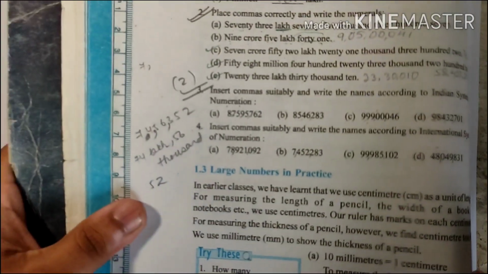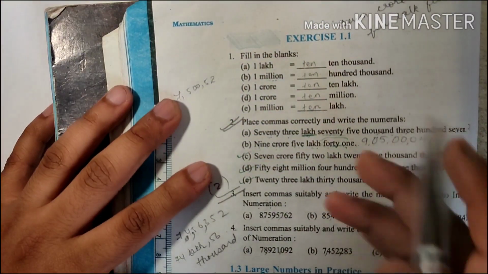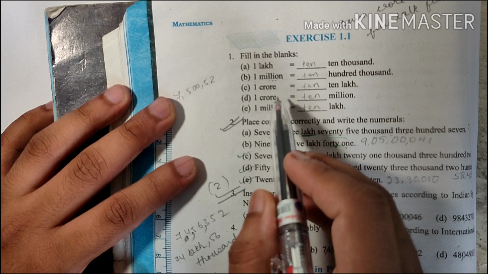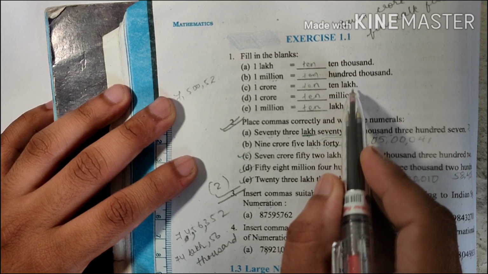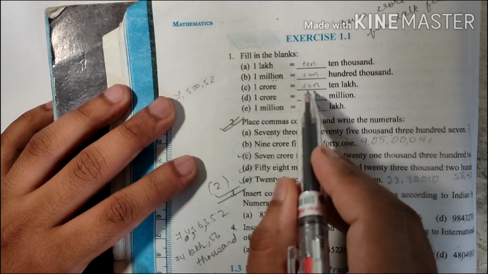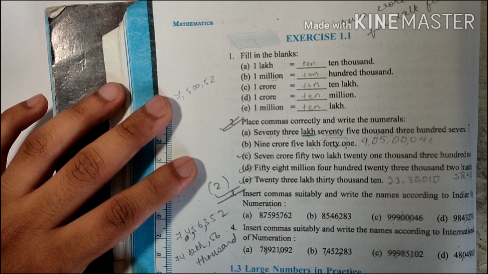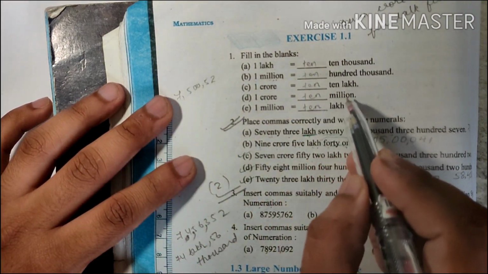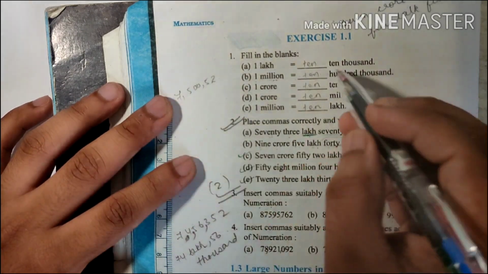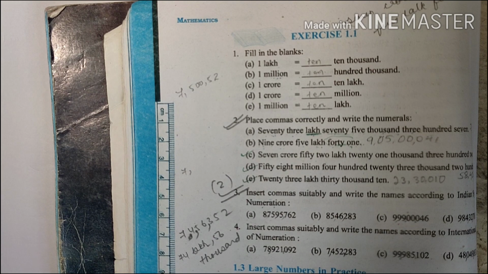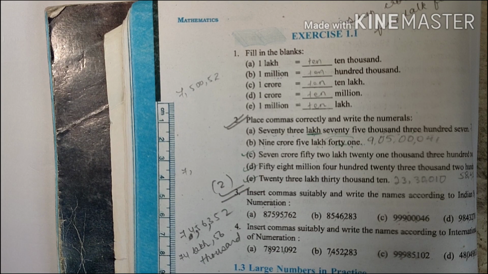Similarly, for these others also, just like I told you, how many 10 lakhs will you add to get 1 crore? When you add 10 lakhs 10 times, you will find that you are getting 1 crore. Similarly, for 1 crore, how many millions will you need? When you add 10 millions 10 times, you will get 1 crore. So every answer for filling the blanks is 10. It's simple. You can try to add it yourself also. If you are good at writing numbers, you can add yourself.